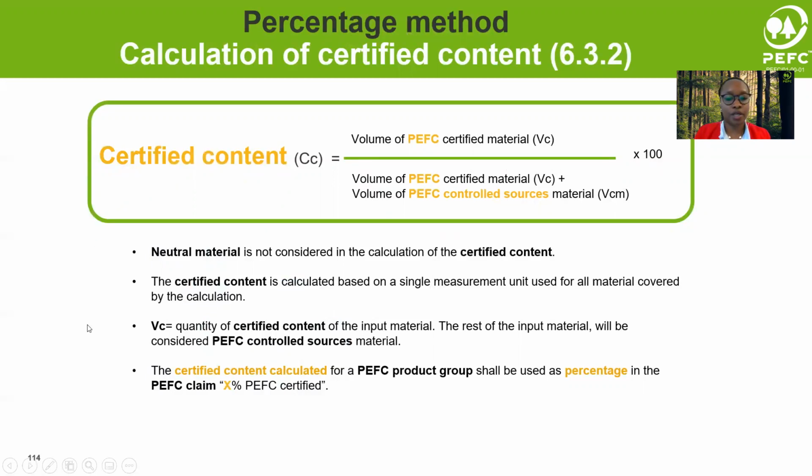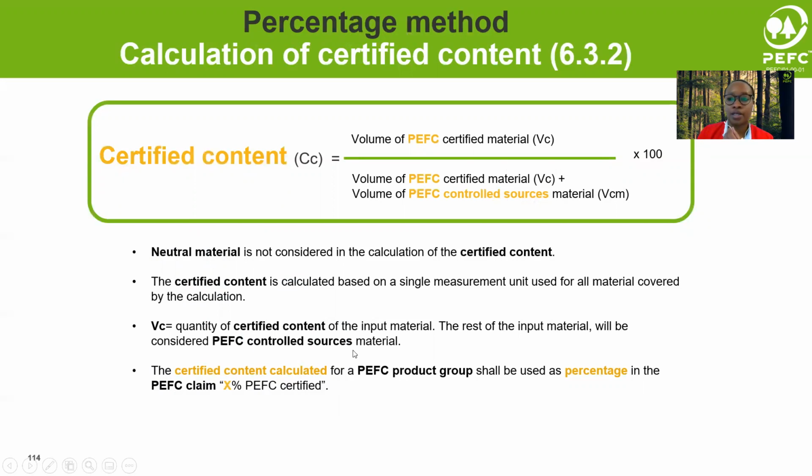In the percentage method, the neutral material is not considered in the calculation of the certified content. Also, you need to note that the certified content is calculated based on a single measurement unit, and the volume of PFC certified material is basically the quantity of certified content of the input material. So the rest of the input material can be considered as PFC controlled sources.